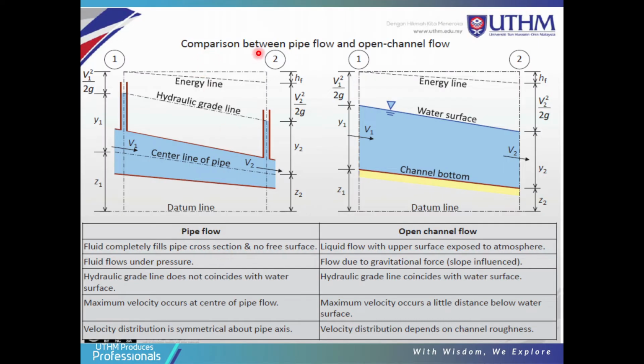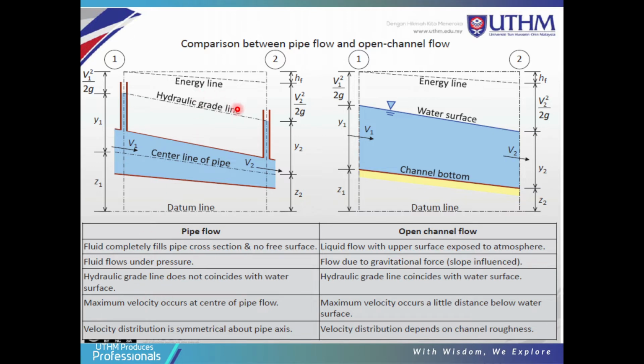Now, a comparison between pipe flow and open channel flow. We have learned pipe flow in fluid mechanics, and now we use open channel flow. The difference is that in pipe flow the fluid completely fills the pipe cross section, with no free surface. For open channel flow, the liquid flows with its upper surface exposed to the atmosphere. This is the water surface, and this is the channel bottom. But this is a pipe flow.